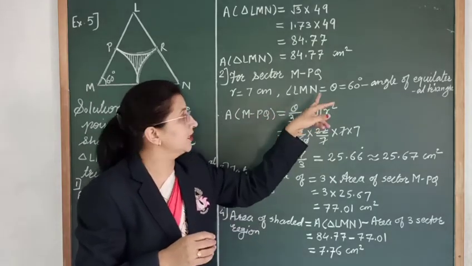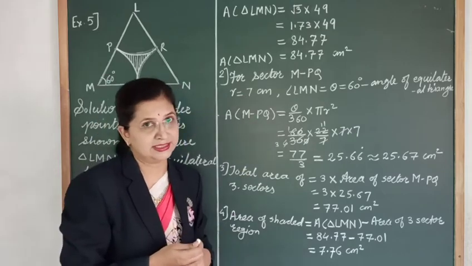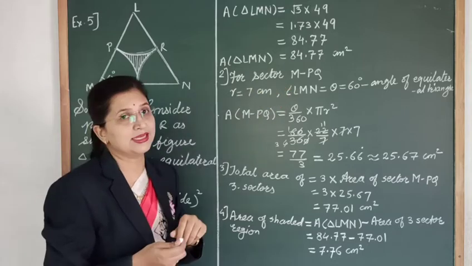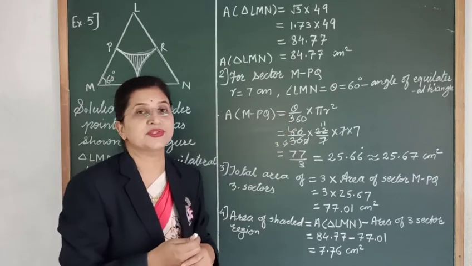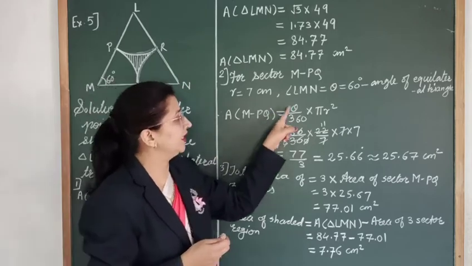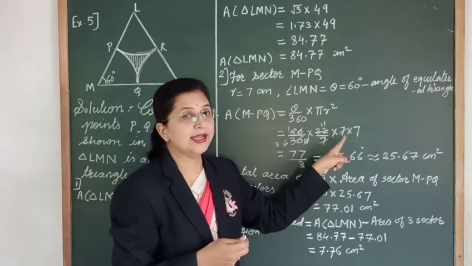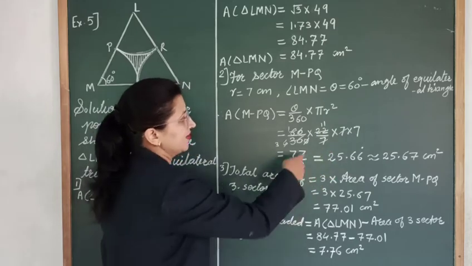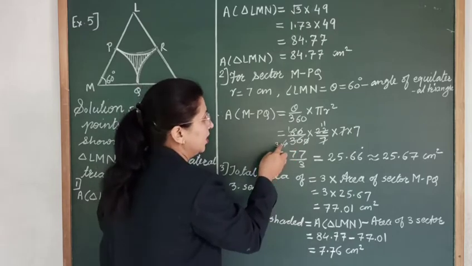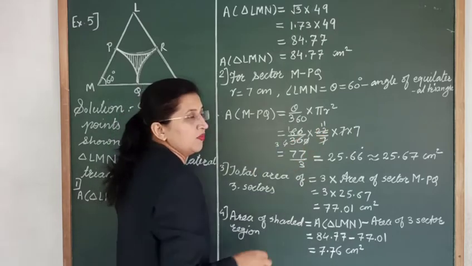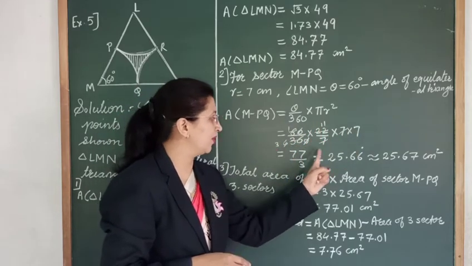So angle LMN is equal to 60 degree, that is theta is equal to 60 degree, and the radius is already given, that is 7 centimeter. Now let's find the area of the sector. Area of the sector M-PQ is equal to theta upon 360 into pi r square. Putting the values: 60 upon 360 into pi 22 upon 7, radius 7 into 7. Here 7 and 7 get cancelled, 0 and 0 get cancelled, 6 ones are 6, 6 threes are 36, then 2 threes are 6, 2 ones are 2. What remains in the numerator is 11 into 7, that is 77, and in the denominator 3.